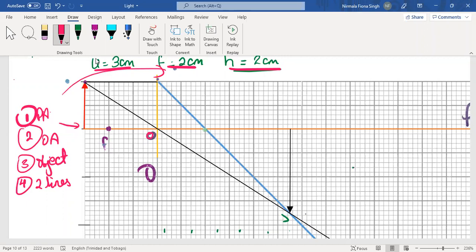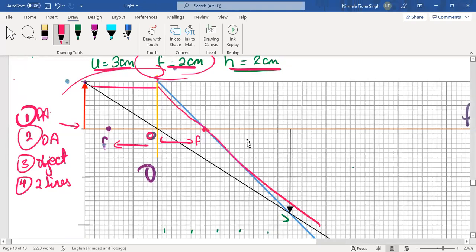All right, so you draw from the very top of your object, parallel to your principal axis. You meet your lens, and when you hit your lens, you have to pass through the principal focus that is on the next side of your lens. Remember, the principal focus is in front and behind your lens, and your focal length here tells you how far away it is. So you go through that point and you draw your line as far down as you can.